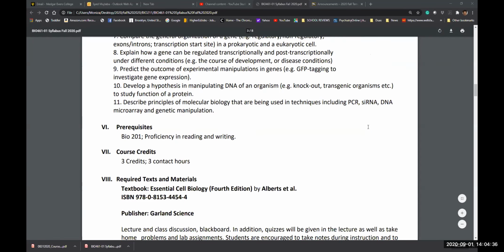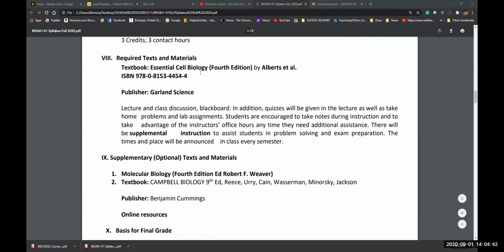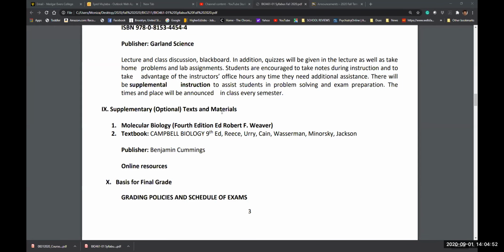You know. So what's the textbook? The textbook is Essential Cell Biology by Alberts, and the publisher is Garland Science. So that is a very good book. This book has very good figures and so on and so forth.